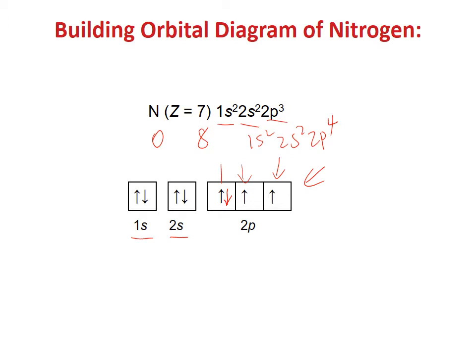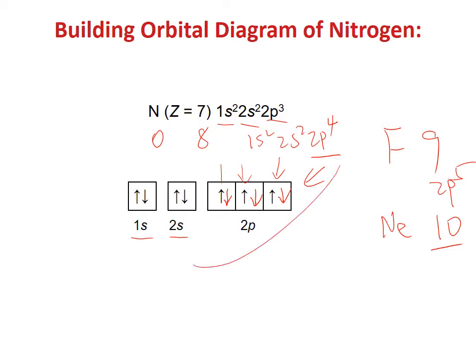And then fluorine has 9 electrons, so the 2p has to have 5 electrons. The next one goes to the 2nd 2p orbital, again with opposite spin. And then the last one will be neon, which has 10 electrons. The last electron goes to the 3rd 2p orbital with opposite spin. So that fills all the orbitals up to n equals 2.